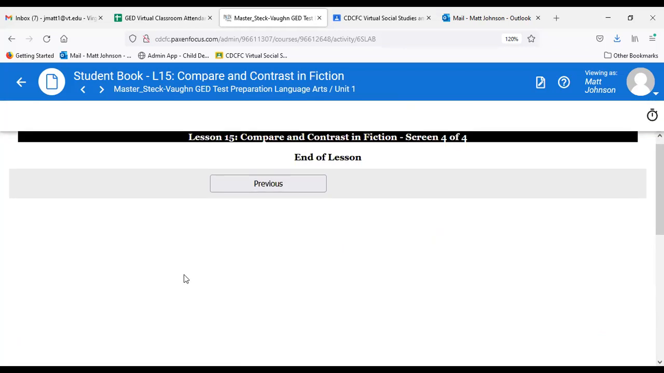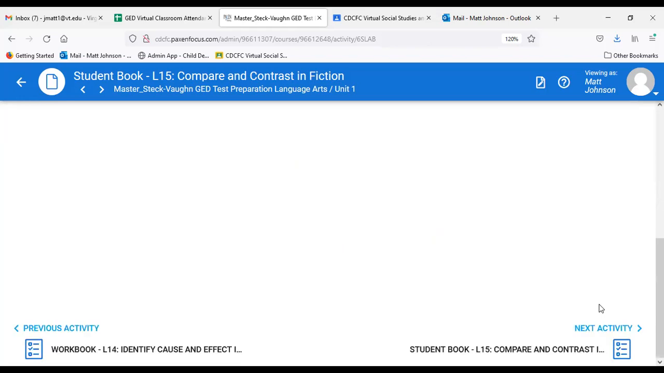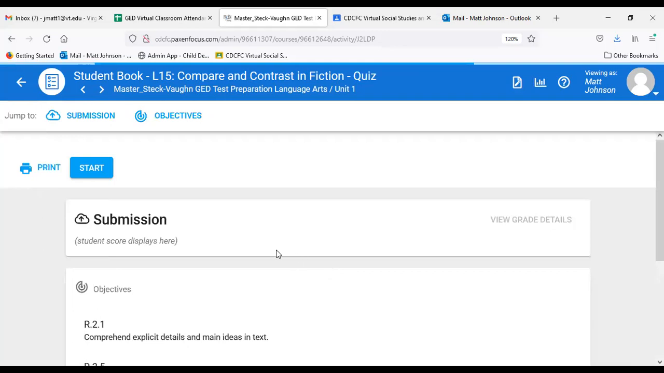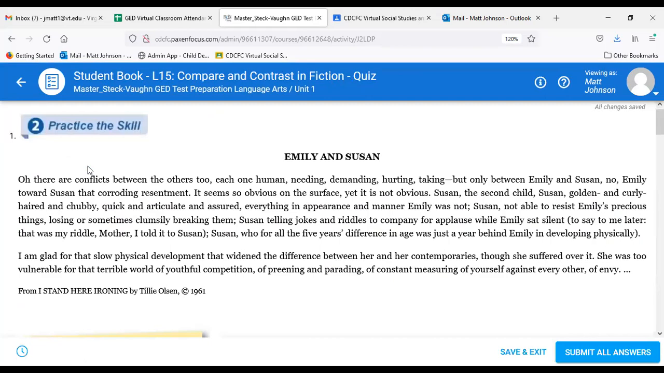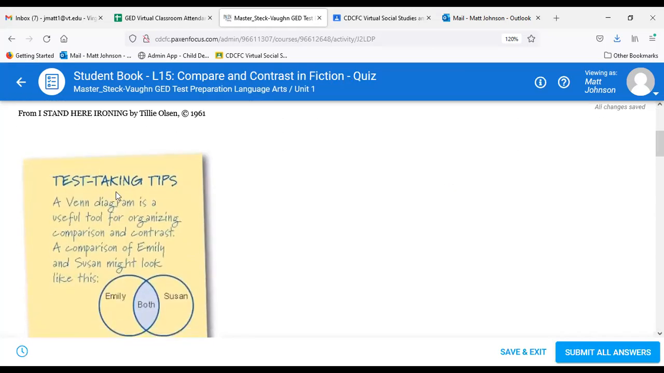So let's take a look at the quiz. So lesson 15, quiz, compare and contrast. And we've already talked about Venn diagrams, right? And that's a great way to think of comparing and contrasting. So a Venn diagram is a useful tool for organizing comparison and contrast. A comparison of Emily and Susan might look like what they have here. So Emily on one side, Susan on the other, and then the traits that they both share in the center.